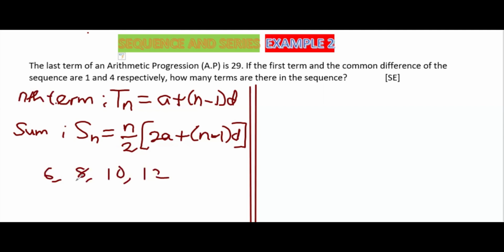Then the common difference is d. What's the difference between every 2 consecutive terms here? 6 and 8, the difference is 2, or 10 minus 8 is 2, or 12 minus 10 is 2. So that's the value of d. If you substitute, it will give you exactly what the addition of these should be.